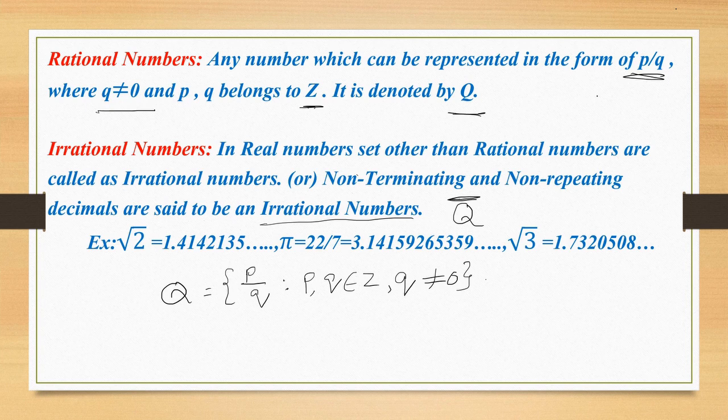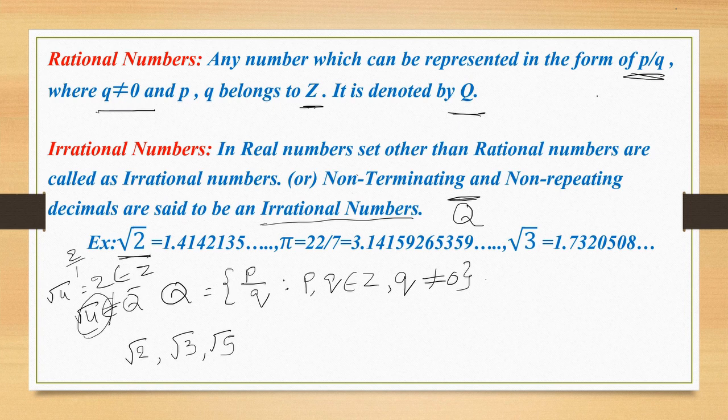Mostly irrational numbers are square root values, where the exact square root is not available. Square root 2, root 3, root 5 are irrational, because root 4 does not belong to the set Q bar. The root 4 value we know, root 4 equals 2. That means 2 is in the set Z. That means 2 is nothing but 2 by 1. So the perfect roots are not irrational numbers. Other than the perfect roots, they are called irrational numbers: root 2, root 3, root 5, root 7, root 6 and so on.